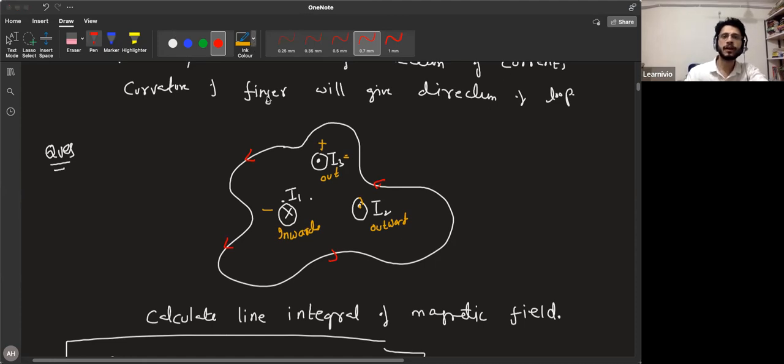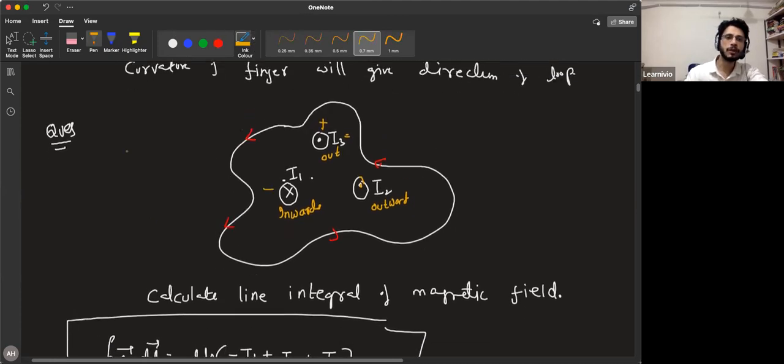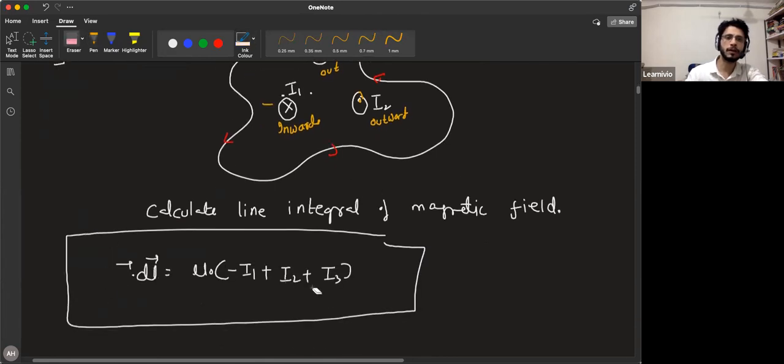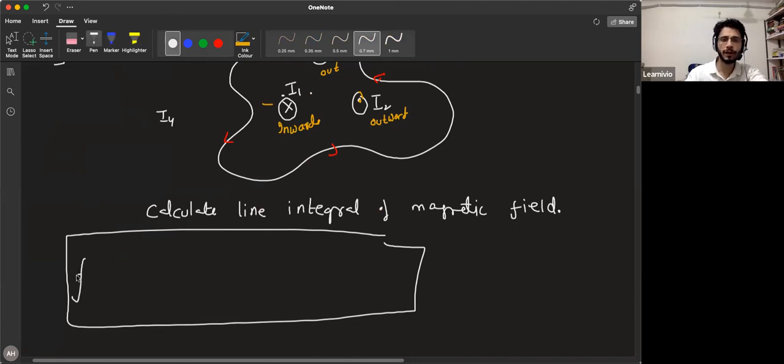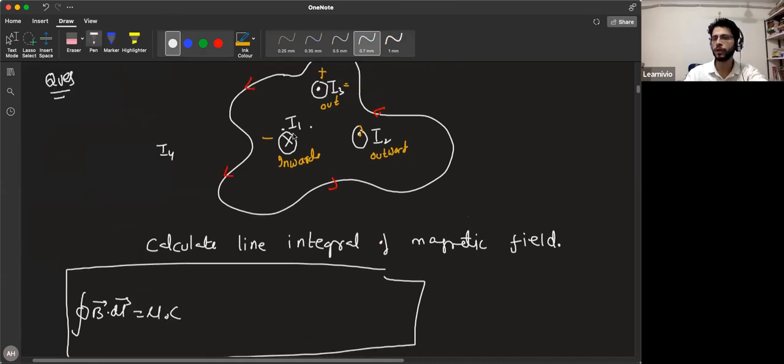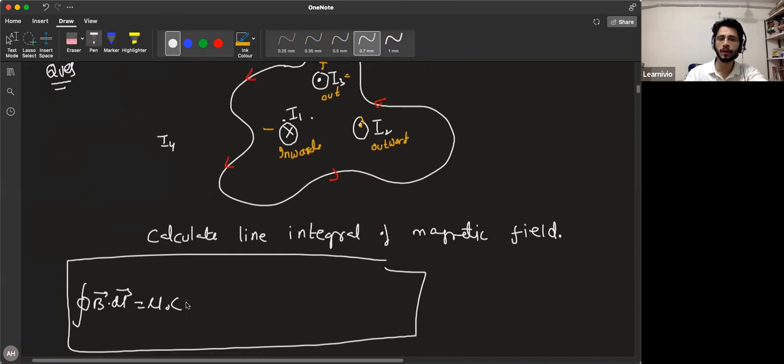So now let's write Ampere's Circuital Law. Ampere's Circuital Law says closed integral of B dot dl is mu naught I. Let's take one more current, I4. Calculate the line integral of the magnetic field. We will take several currents. I1 is going inwards, so we'll take it as negative.